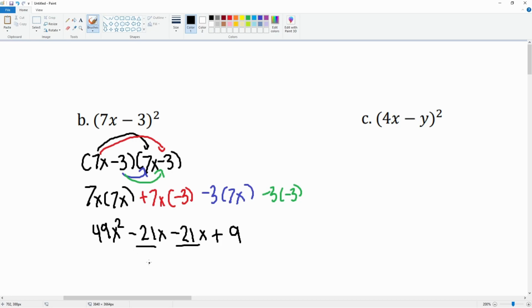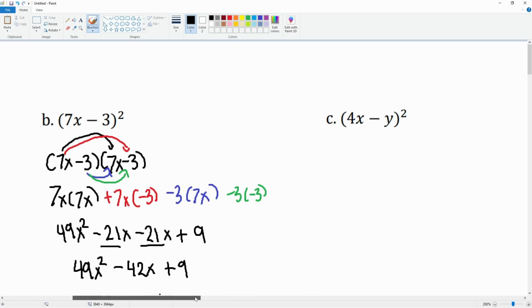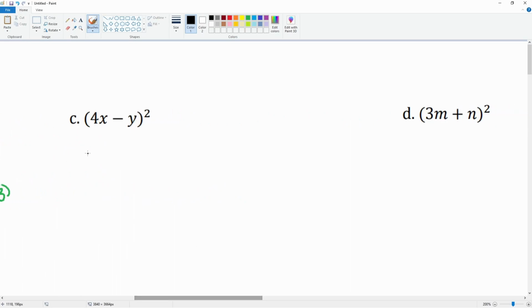These two are like terms. Negative 21x minus 21x becomes negative 42x. Bring everything else down. 49x squared minus 42x plus 9. C, let's expand this out. 4x minus y, parentheses 4x minus y.